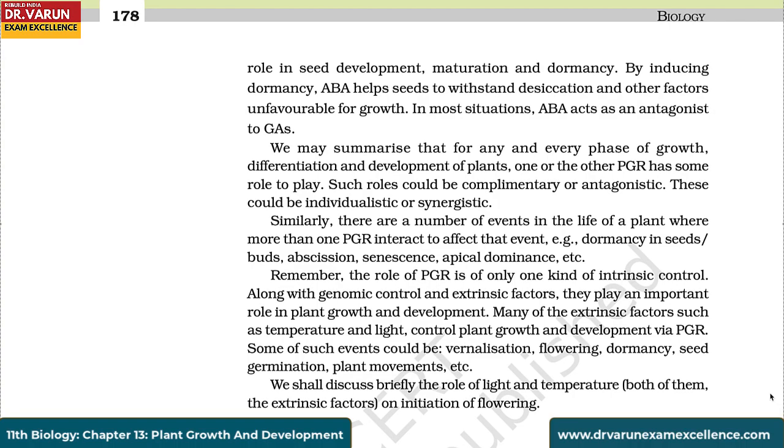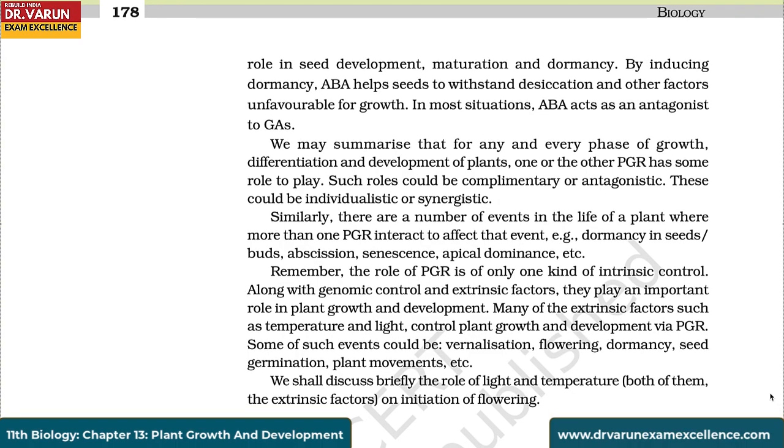We may summarize that for any and every phase of growth, differentiation and development of plants, one or the other plant growth regulator has some role to play. Such roles could be complementary or antagonistic. These could be individualistic or synergistic. Similarly, there are a number of events in the life of a plant where more than one PGR interact to affect that event. Example, dormancy in seeds or buds, abscission, senescence, apical dominance, etc.